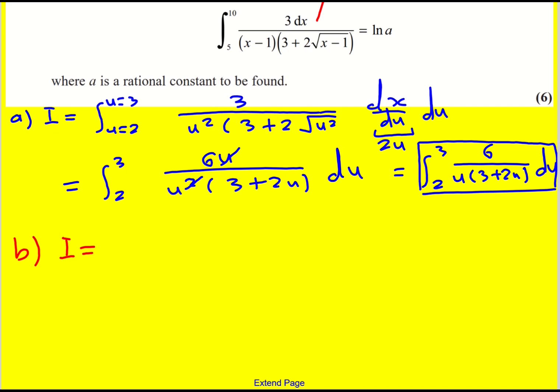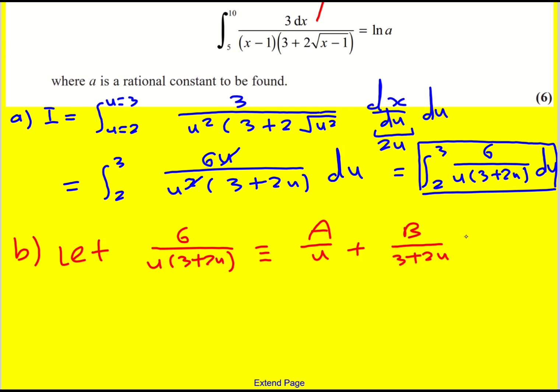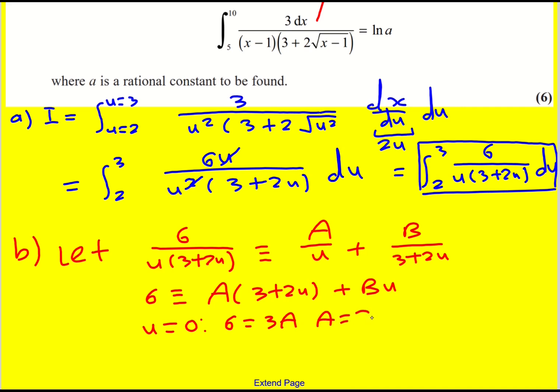So in fact, I'm going to get rid of the I equals. Let's work on the partial fractions. Let 6 over u, 3 plus 2u, be equivalent to a over u plus b over 3 plus 2u, split up into these separate fractions. Multiply through to give a, 3 plus 2u, plus bu. Substitute some values in, so u equals 0 to get rid of the b term. That means 6 is going to equal 3a, and a is going to equal 2.